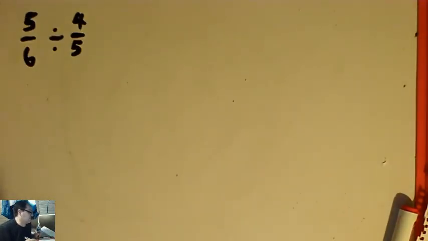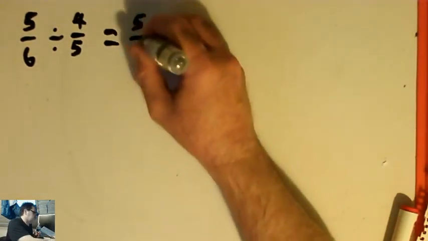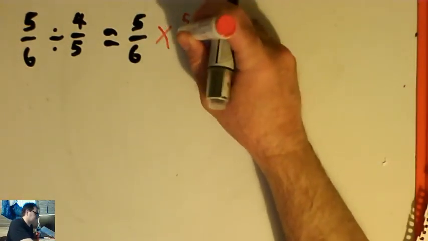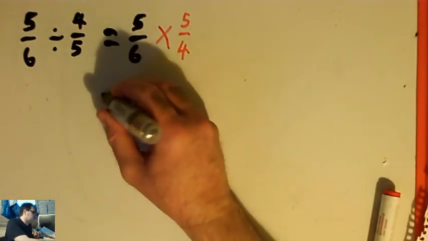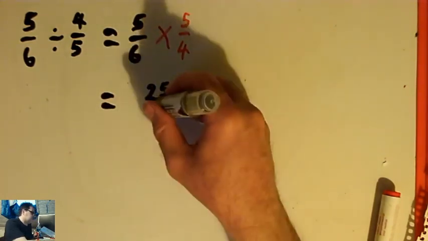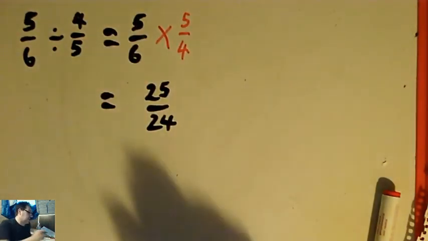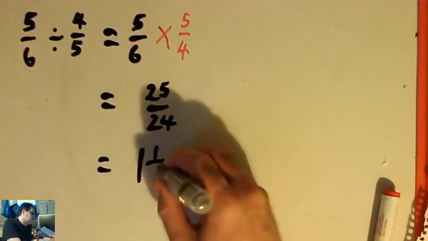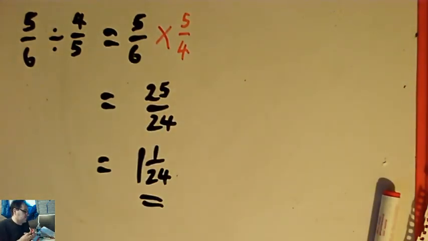And the last question was 5/6 divided by 4/5. So the trick is to change it to times, flip over just the second fraction, so that becomes 5/6 times 5/4. 5 times 5 is 25 on the top. 6 times 4 is 24 on the bottom. So that's top heavy, and I say to myself, how many 24s can I get out of 25? Just the one, with 1 left over, so the answer is 1 and 1/24.